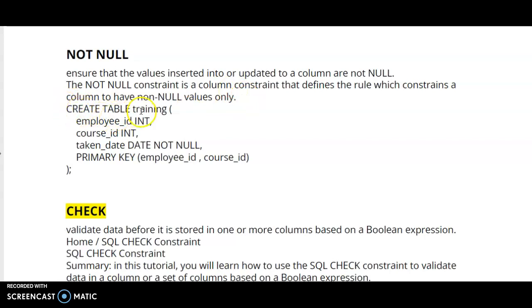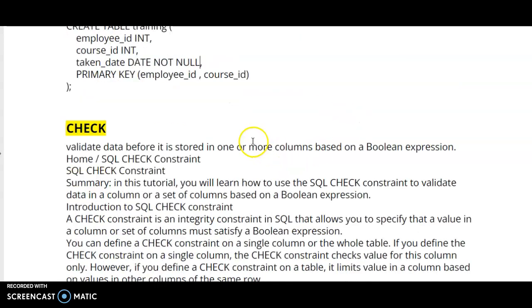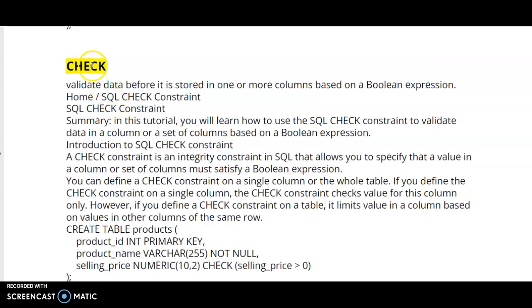It is create table training, employee_id int, course_id int, taken_date not null, primary key employee_id and course_id. This taken_date is not accepting the null value, so we need to insert a proper date in that column due to that not null constraint. Next is check.